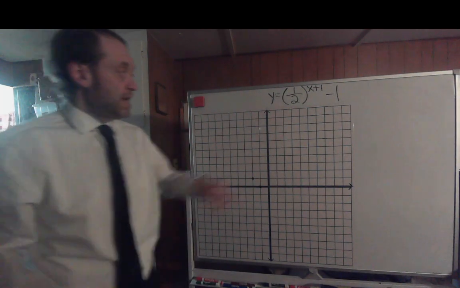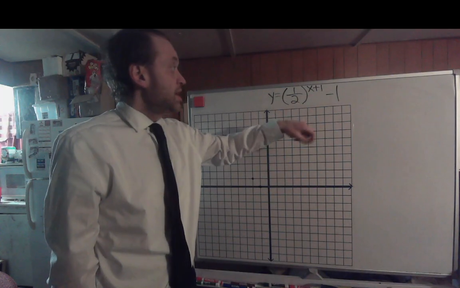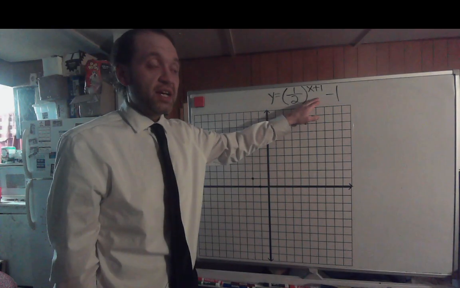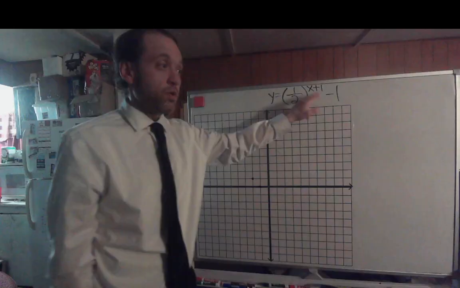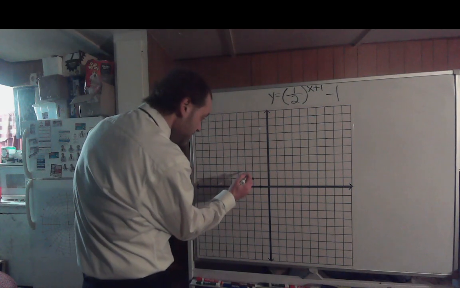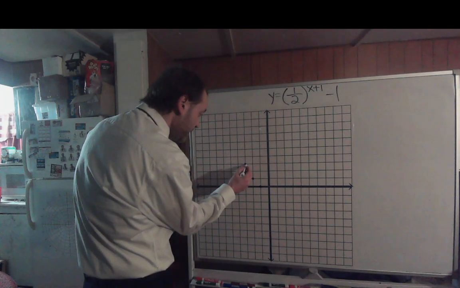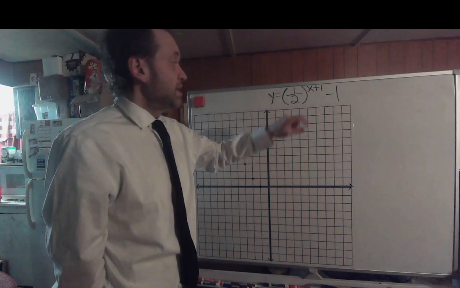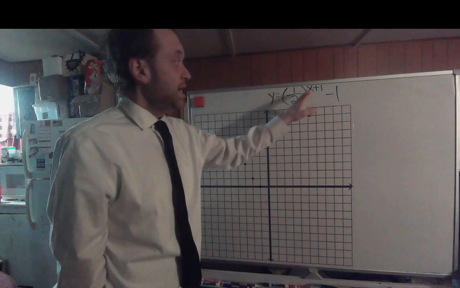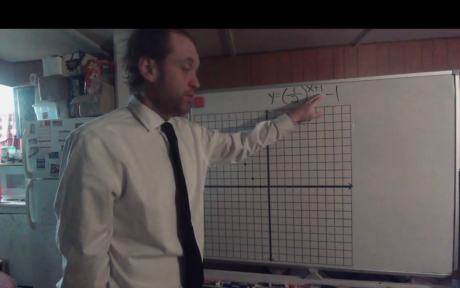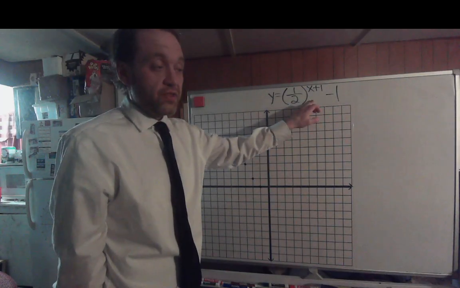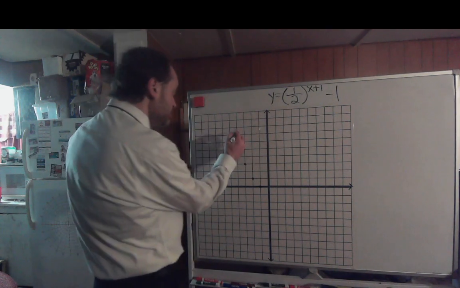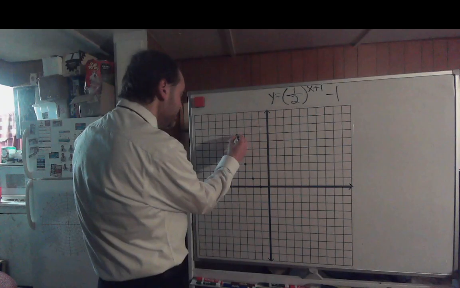Now, what about when x is -3? -3 plus 1 is -2. 1/2 to the negative second is the same as 2 to the second, which is 4, minus 1 is 3. So at -3, you'd be all the way up to 3. Let's do -4 for x. So -4 plus 1 is -3. 1/2 to the negative third is the same as 2 to the positive third, which is 8, minus 1 is 7. So at -4, you'll go all the way up to y equals 7.